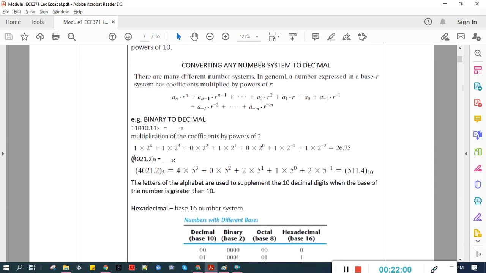We have another example. If we convert 4021.2 base 5, what is this in decimal? Same. You just multiply each digit by the radix. Here, the radix or the base is 5, and we raise it to the power of the exponent. We just need to know what exponent we should use when raising the base.